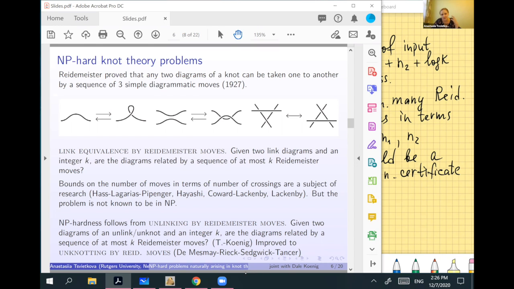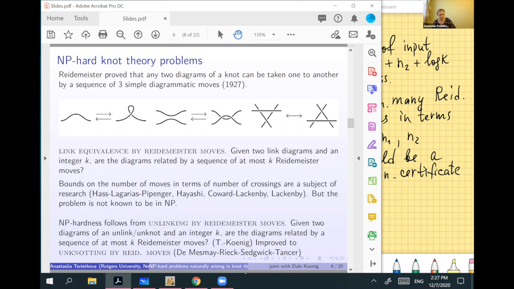And if you prove that an easier problem, which is a restriction of your harder problem, is NP-hard, then your harder problem is also NP-hard. So this implies that link equivalence by Reidemeister moves is NP-hard. And de Mesmay, Rieck, Sedgwick and Tancer improved it even further. They showed that an even easier problem, unknotting, where you restrict your link to just having one component, just being a knot, unknotting by Reidemeister moves is NP-hard. So that implies that unlinking by Reidemeister moves and link equivalence by Reidemeister moves is NP-hard.